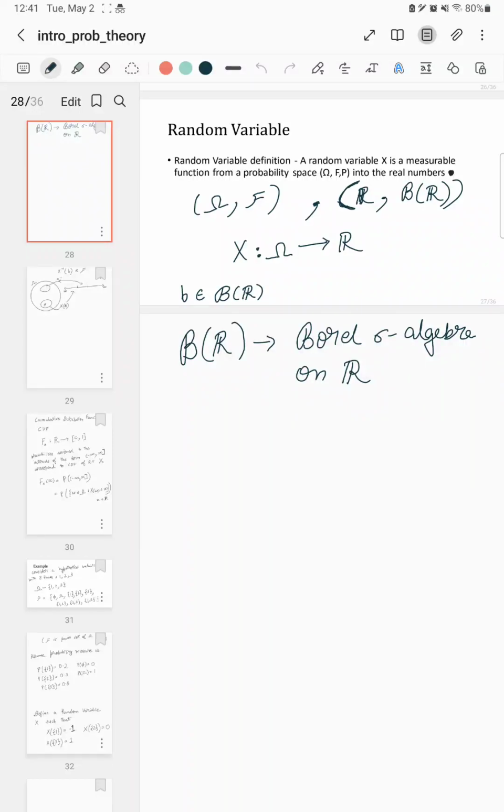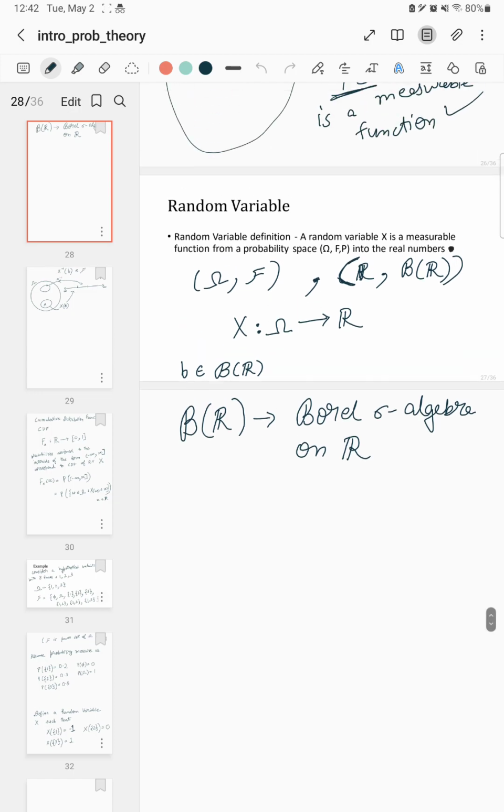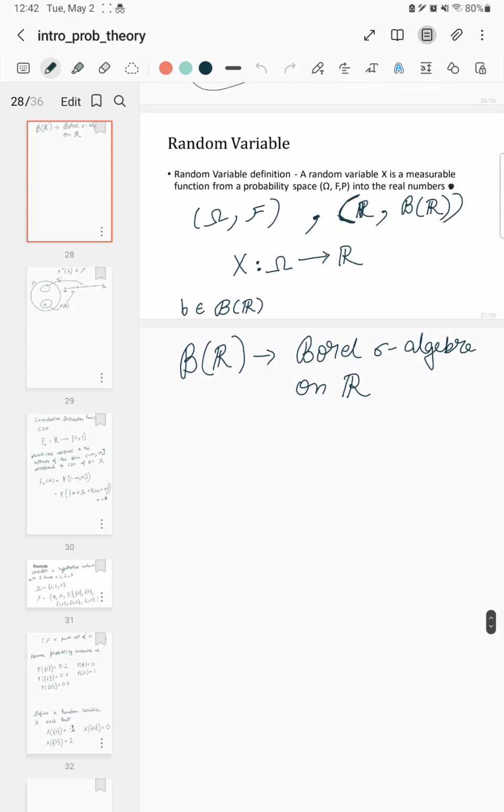Hello everyone. In this video, we are going to learn about the definition of random variable, and we are going to learn it from the perspective of probability theory. This is in continuation with our previous video on measurable functions. So here we can see the definition of random variable.